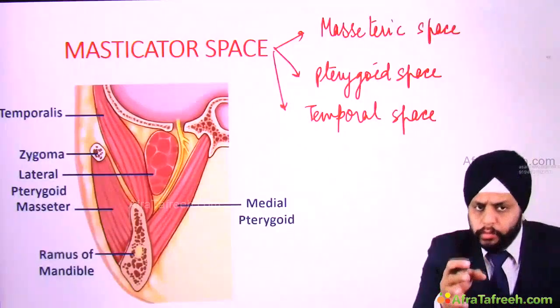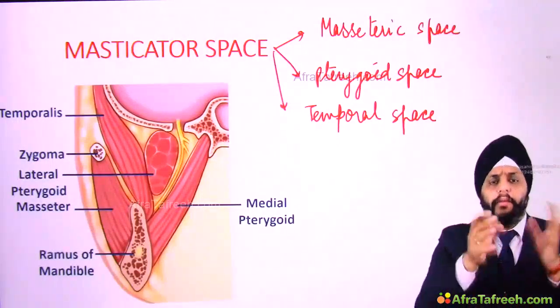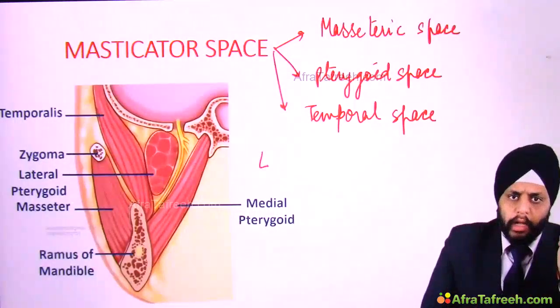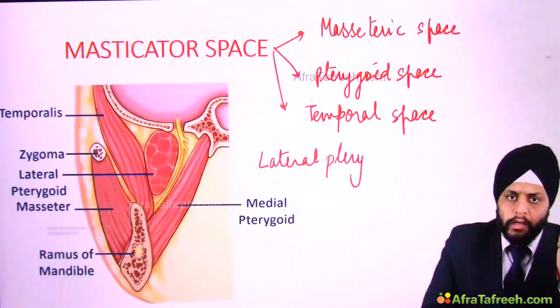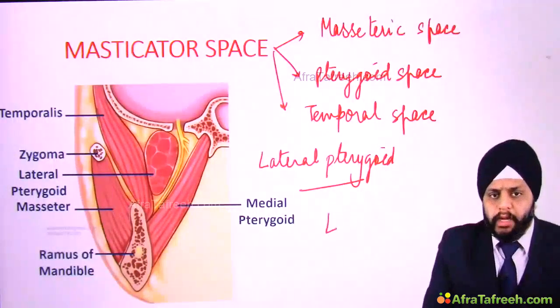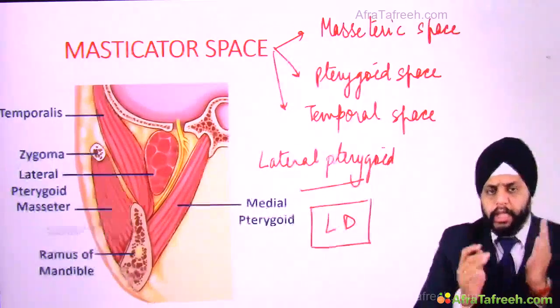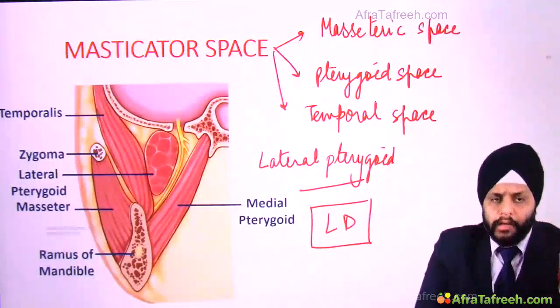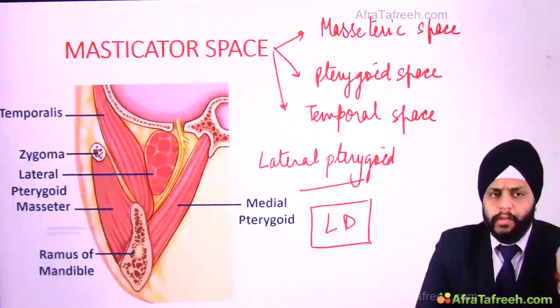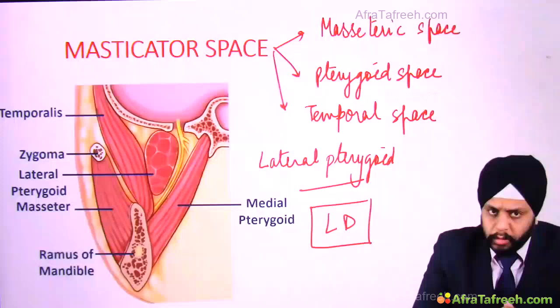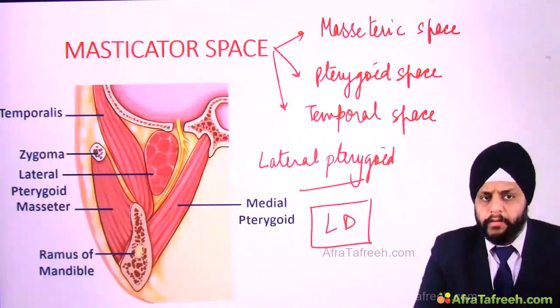Now, MCQ questions. Out of all the masticatory muscles, only one muscle, the lateral pterygoid, is the depressor muscle. It opens the jaw. So I remember it as LD, lateral depressor. All the remaining muscles are elevators of the jaw.